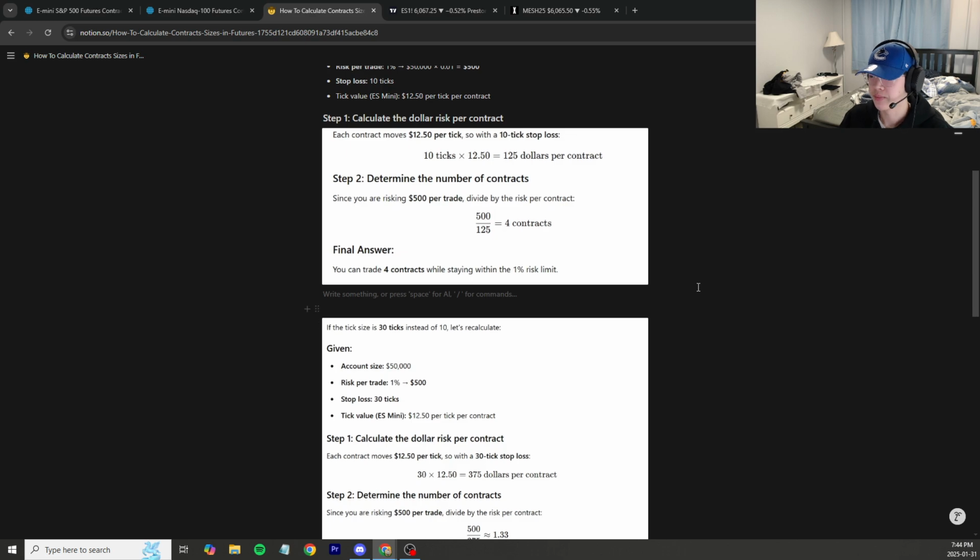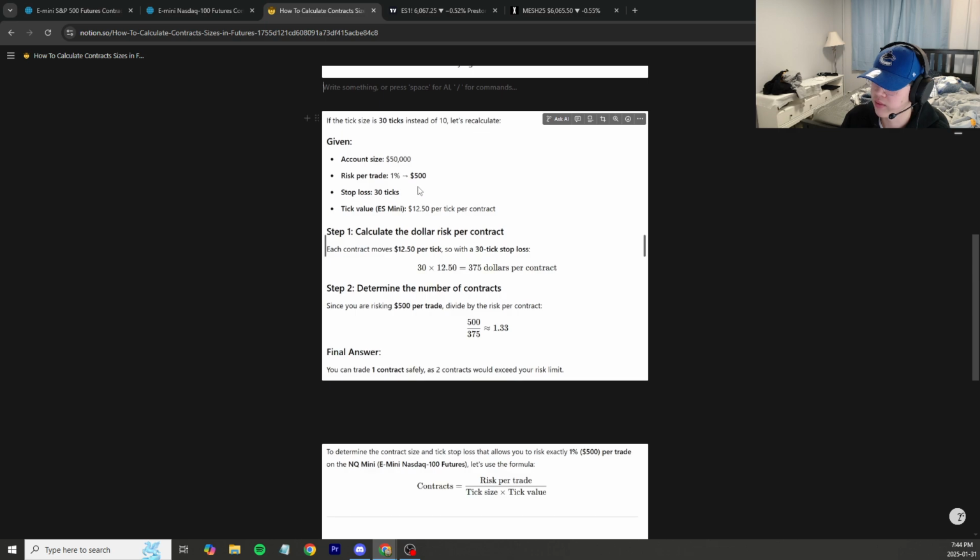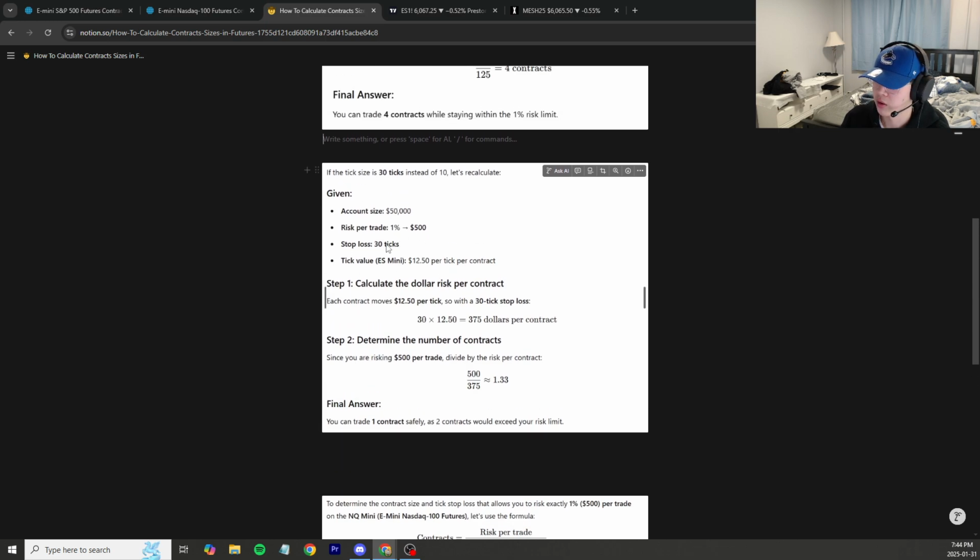Very simple like that. Now I'll give you guys another example. Say the stop loss is 30 ticks instead of 10, let's recalculate it. Given all the information we are given, the only thing that has changed is the stop loss, because that's the only thing that's being changed. All right, the stop loss.